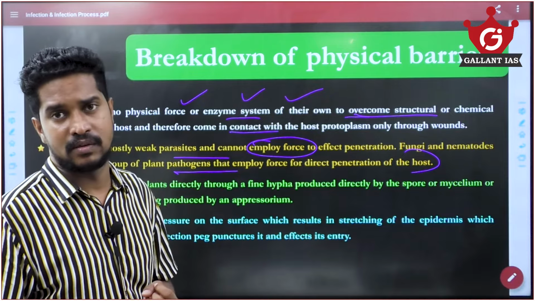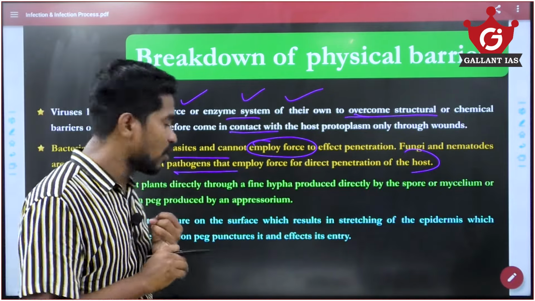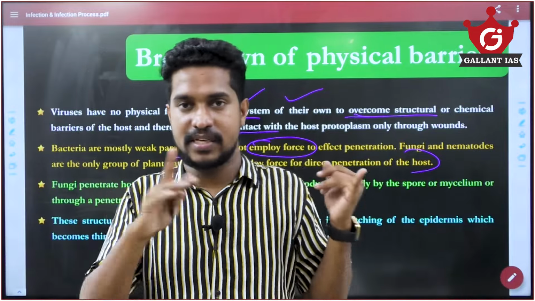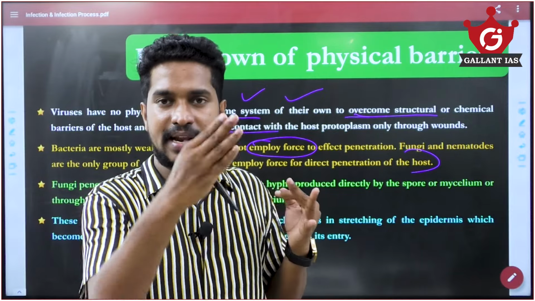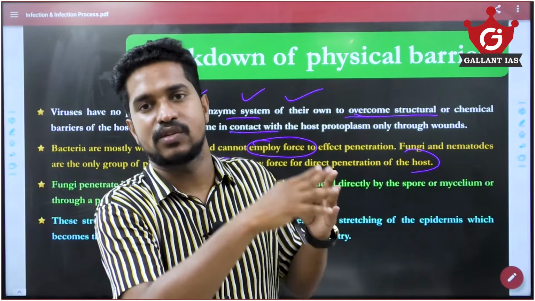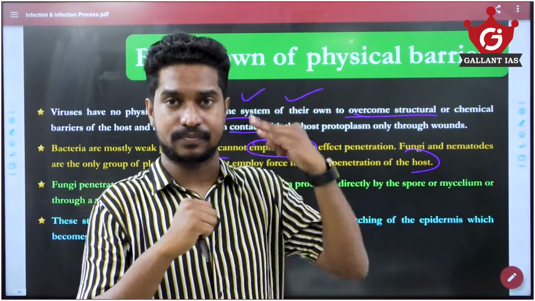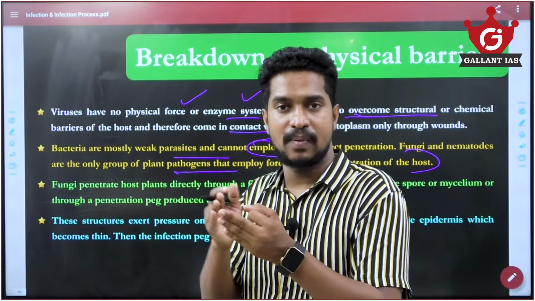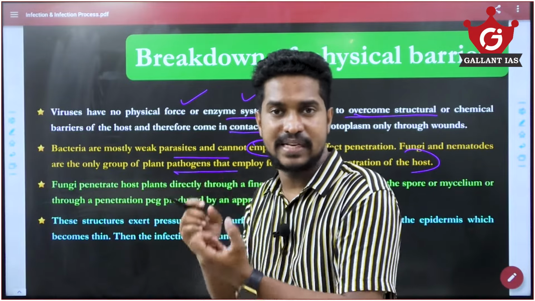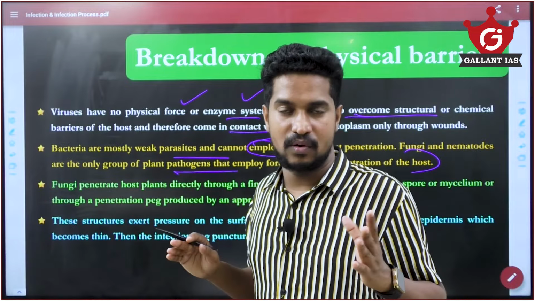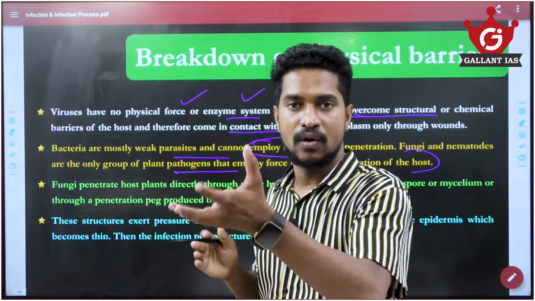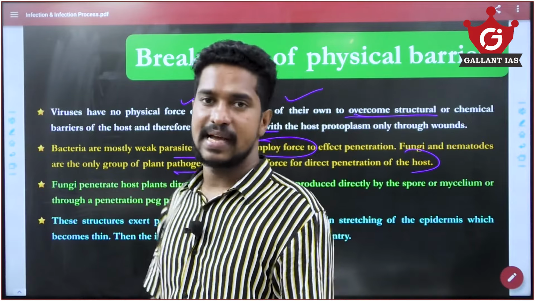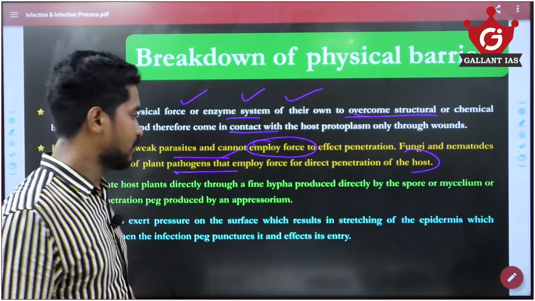So these fungi and nematodes are the only group of plant pathogens that employ force for direct penetration. Bacteria or viruses, or these viroids, cannot directly enter into the host plant. Mainly they enter into the host plant through insect punctures or through the wounds that happen on the plant. Only through that can they enter into the host plant.